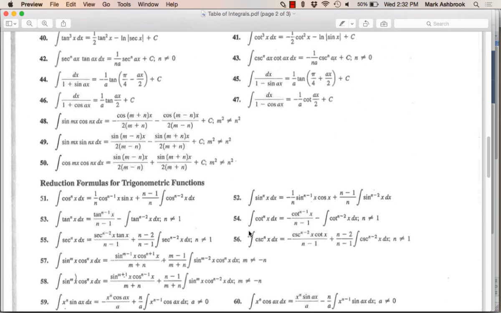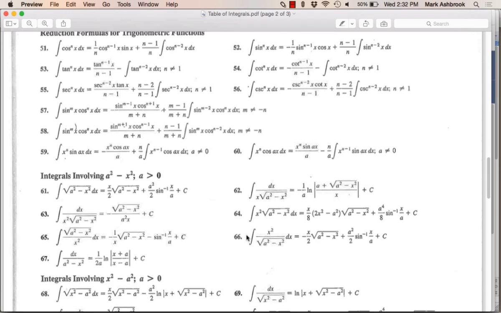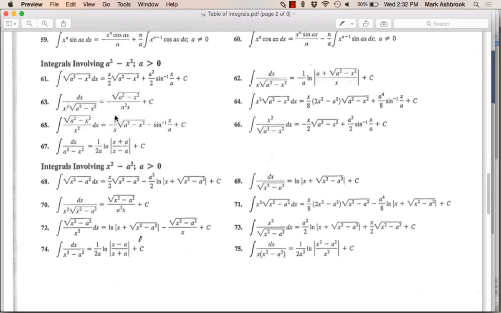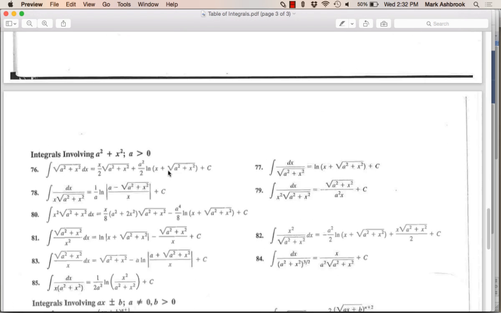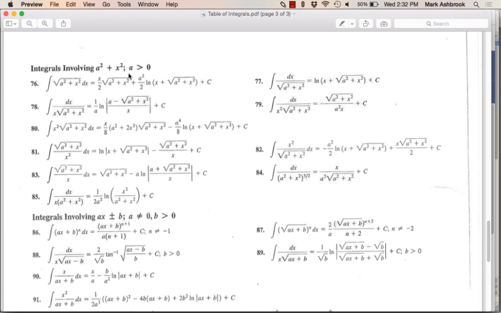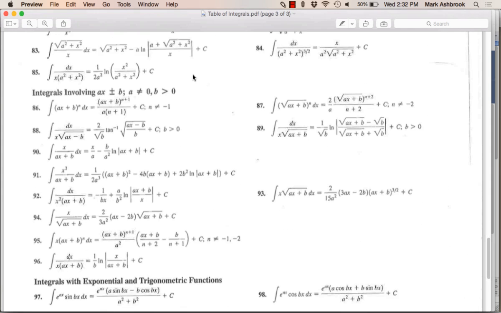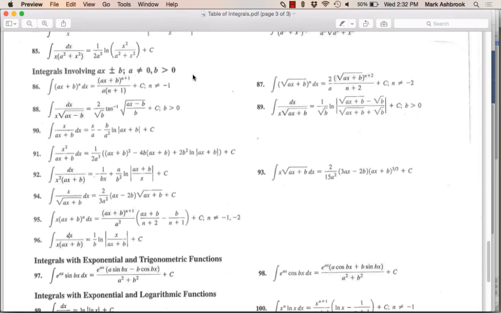So there are reduction formulas, and then we have these forms, and this is on page 2, integrals involving a squared minus x squared. So all these different versions of integrals that involve a constant squared minus x squared. And then x squared minus a squared. And then page 3, integrals involving a squared plus x squared, integrals involving ax plus or minus b. So these are basically general forms, all solved.